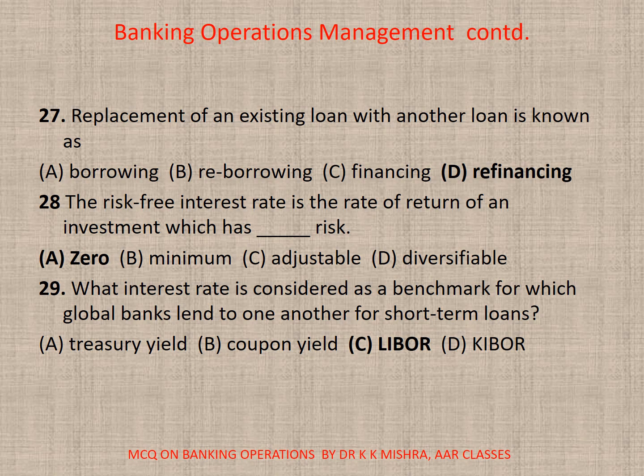29. What interest rate is considered as a benchmark at which global banks lend to one another for short-term loans? A. Treasury yield, B. Coupon yield, C. Libor, D. Kibor. Correct option is C. Libor.